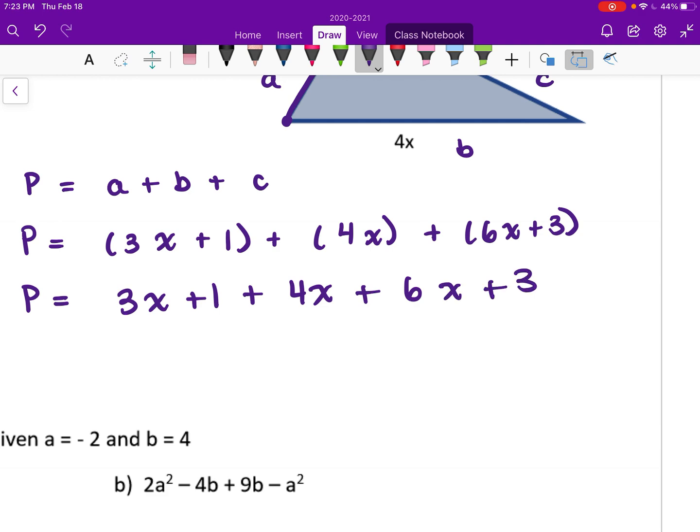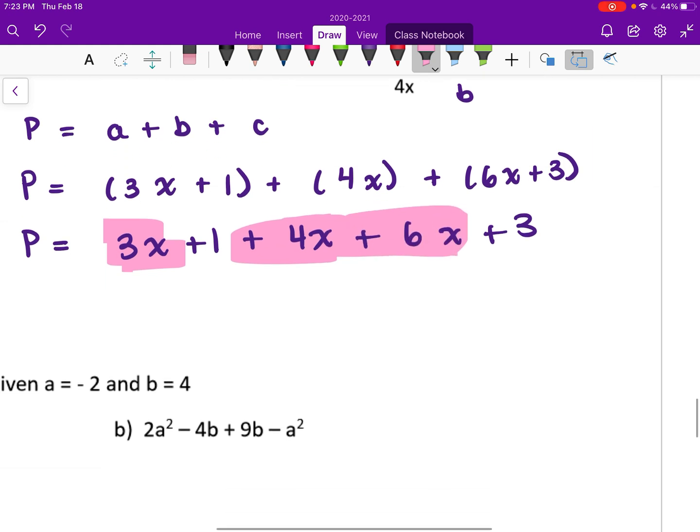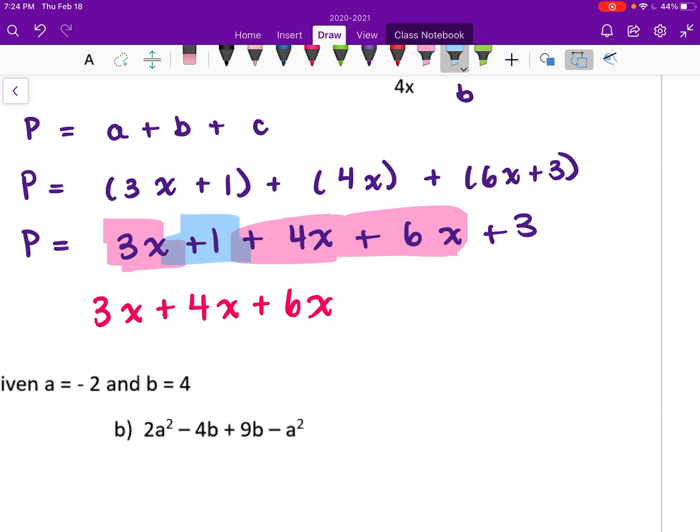And now I can just go in and collect my like terms. So I'm going to use my pink to do my x's, positive 3, positive 4, positive 6. So I'm just going to write that in pink. So 3x plus 4x plus 6x. And then I'm left over with positive 1, positive 3. So I'm just going to say, all right, plus 1, plus 3. And now I'm just going to simplify, right?